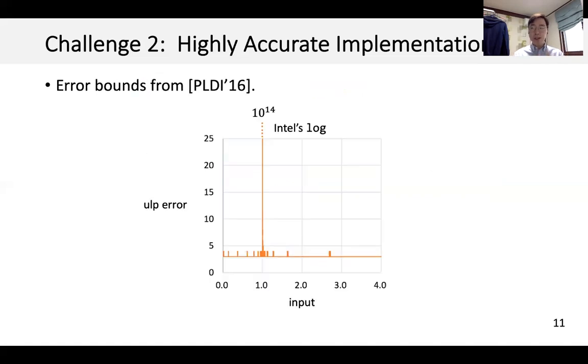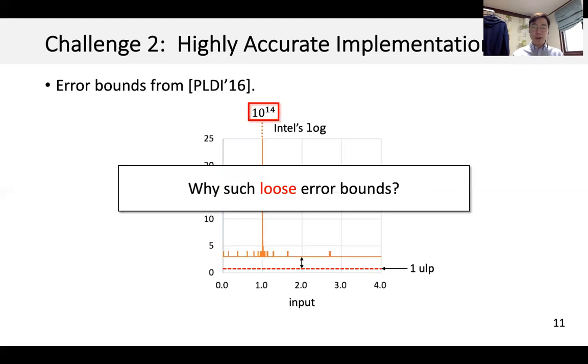To explain that, let's look at some of the results from our first paper. This shows the ulp error bound that we obtained for Intel's log implementation. You can see that our error bounds are above the 1 ulp error that we want to prove. Not only that, we also see that for some input ranges, the ulp error bound is very large, like 10 to the 14. But our goal is to prove the 1 ulp error bound, so there is a big discrepancy between our goal and what we proved.